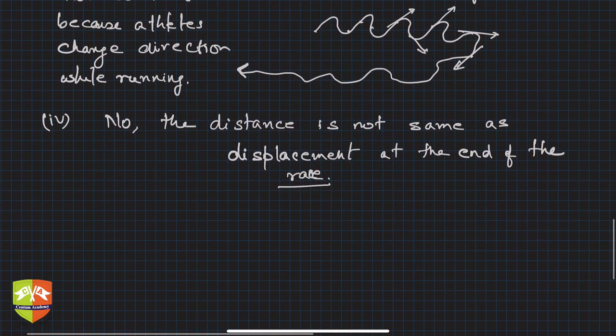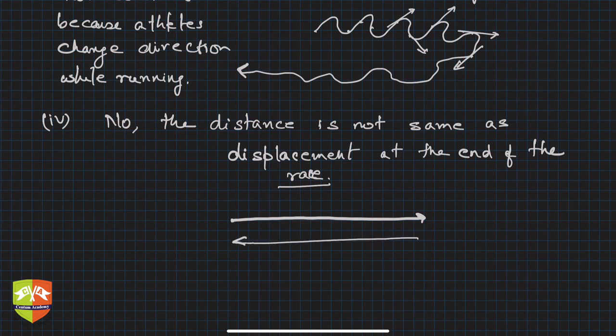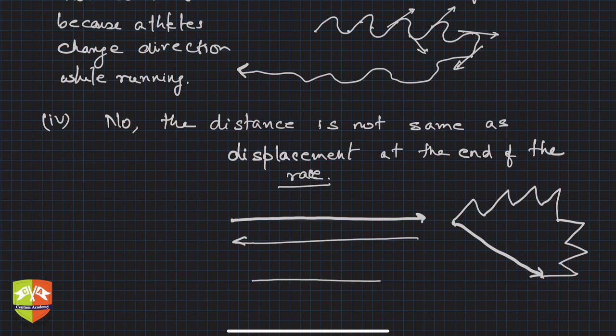So what I mean is there's a body which goes like that, okay? In this case only, distance and displacement are the same. If the body returns back to the same position, then distance and displacement are not the same. If the body changes direction like that while moving, then also distance and displacement are not the same. So the only criterion is they must be moving in a straight line, and that too only in one direction. In this case, they will have distance equal to displacement.